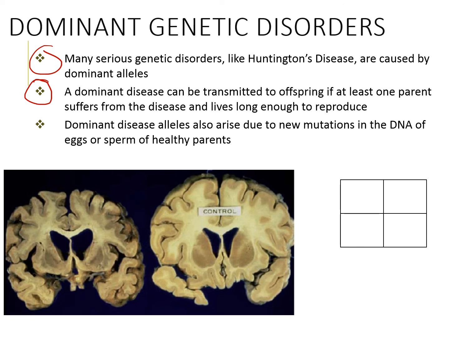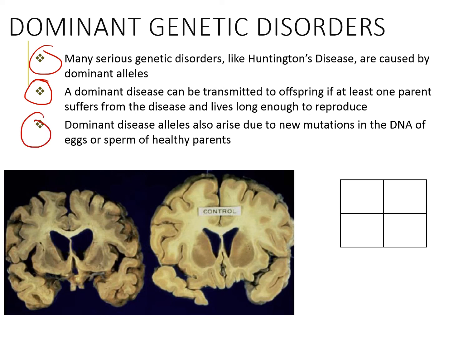A dominant disease can be transmitted to offspring if at least one parent suffers from the disease and lives long enough to reproduce. I know that my dad has a dominant genetic disease called Dupuytren's, and it results in a lot of this kind of fibrous protein called collagen getting deposited in your hands, which causes them slowly to curl into fists. Not quite fists, but sort of gnarled, like old gnarled hands that are closing together. And I've got a 50% chance of getting it because he's got one bad allele.